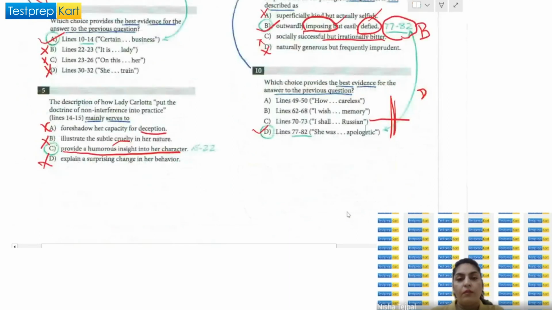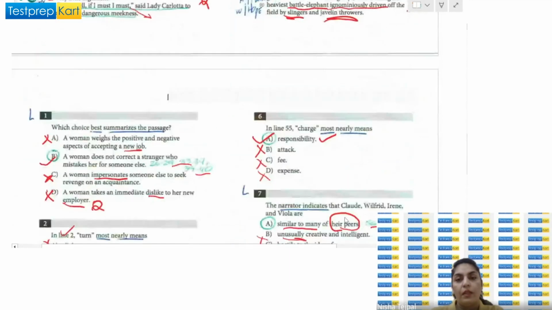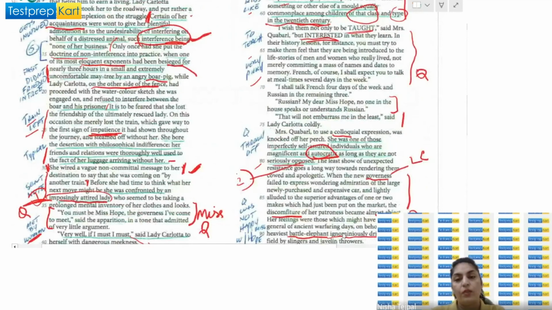Okay, so we have got all the questions done. And we have also completed this passage today. And we'll be doing more questions in the next session.